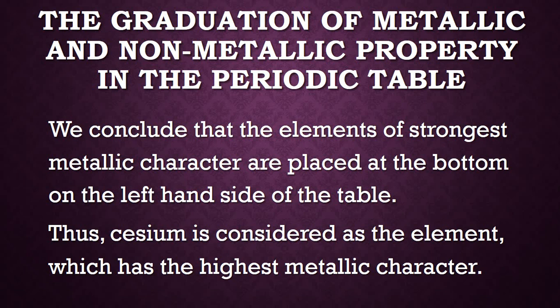So the metallic character increases as we go down the group. That's why the elements of the strongest metallic character are found at the bottom left of the periodic table. Thus, cesium is considered as the element which has the highest metallic character in the periodic table.